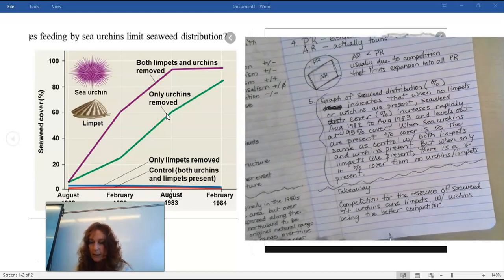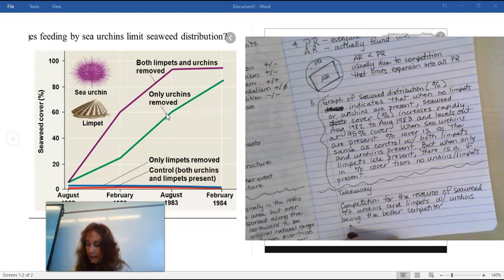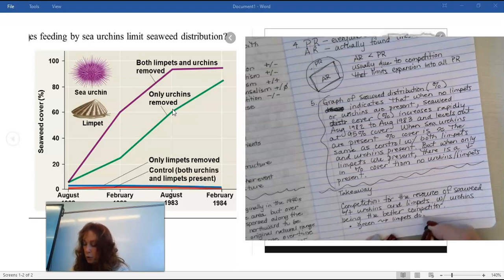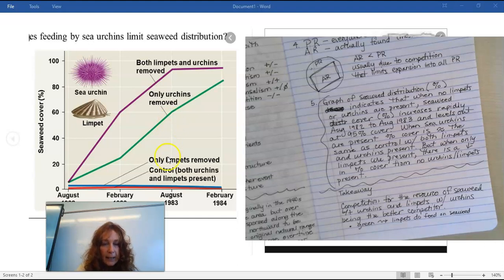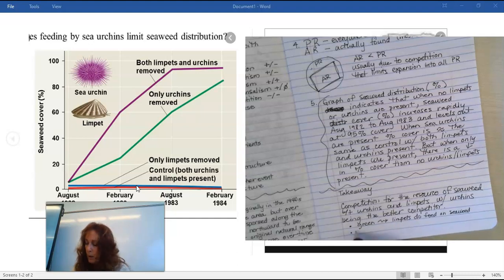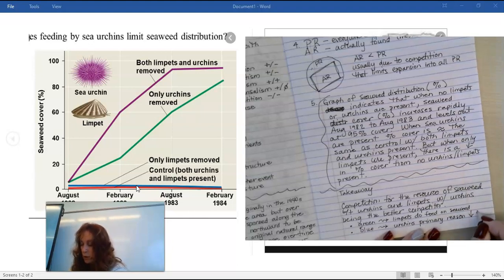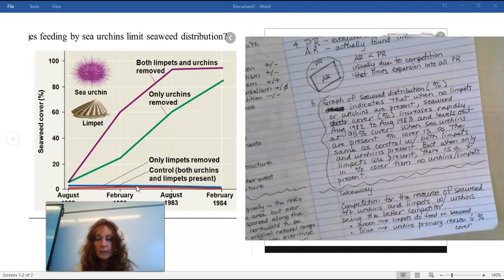Then you would say that the reason for this is, I know this from the graph, so here's why I'm saying that. You showed me that the limpets do eat it. So the green told me that the limpets do feed on the seaweed. So there is competition for that. And then down here you told me that when, what color is that? Blue. That blue told me that the urchins are going to be the primary reason for the reduction in the percent cover. Because when they're present, I'm over here pointing, you can see, when they're present, it looks like the control.